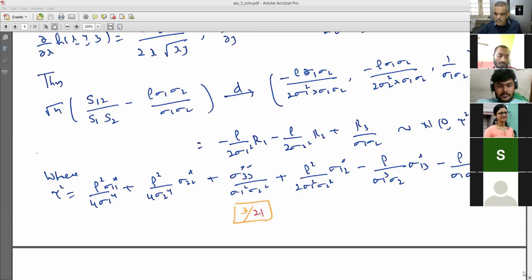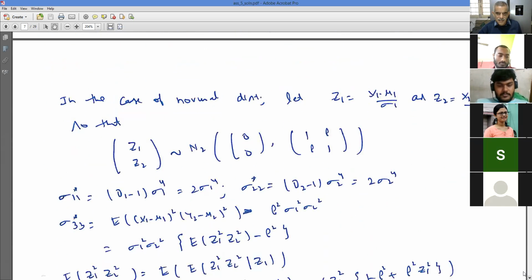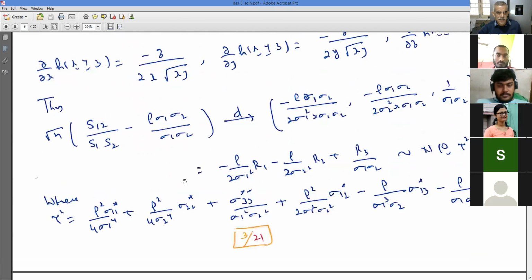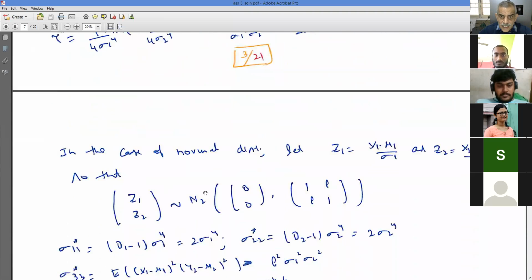So I have got the asymptotic distribution of correlation coefficient. Now in the case of normal distribution, let Z1 be (x1 minus mu1) by sigma 1 and Z2 be (x2 minus mu2) by sigma 2. Then Z1, Z2 has a bivariate normal with mean 0, 0 and variance matrix 1, rho; rho, 1. So I'm trying to now see what would be this quantity in the case of a bivariate normal distribution.